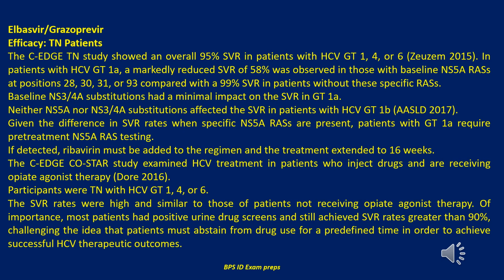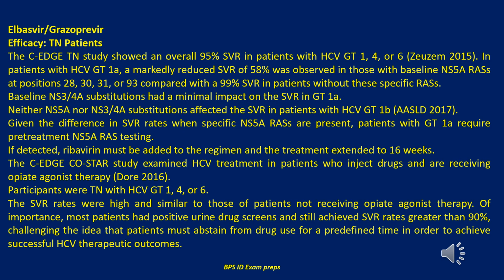Baseline NS3/4A substitutions had a minimal impact on the SVR in genotype 1A. Neither NS5A nor NS3/4A substitutions affected the SVR in patients with HCV genotype 1B, according to AASLD 2017. Given the difference in SVR rates when specific NS5A IASs are present, patients with genotype 1A require pretreatment NS5A IAS testing. If detected, ribavirin must be added to the regimen and the treatment extended to 16 weeks.